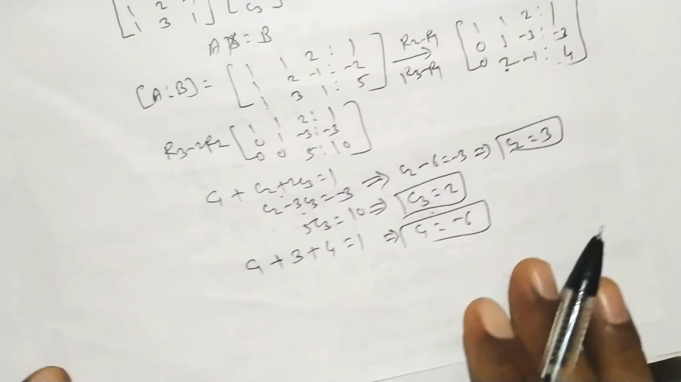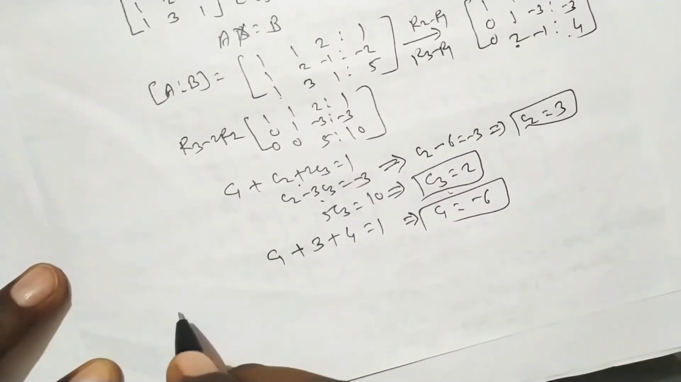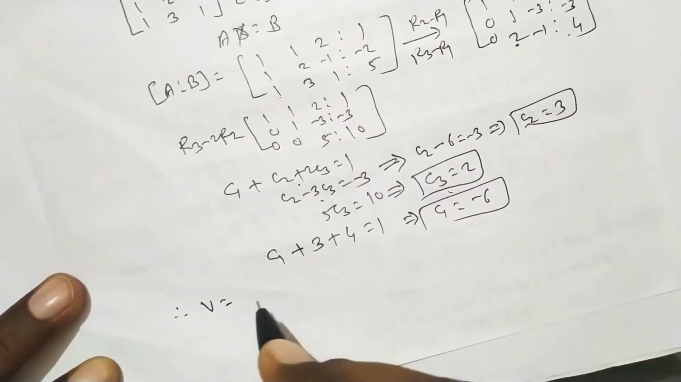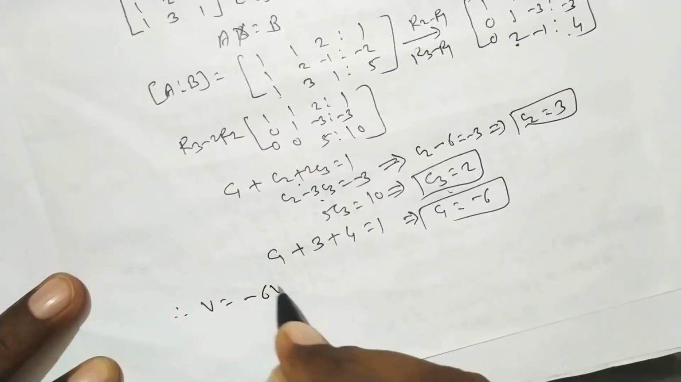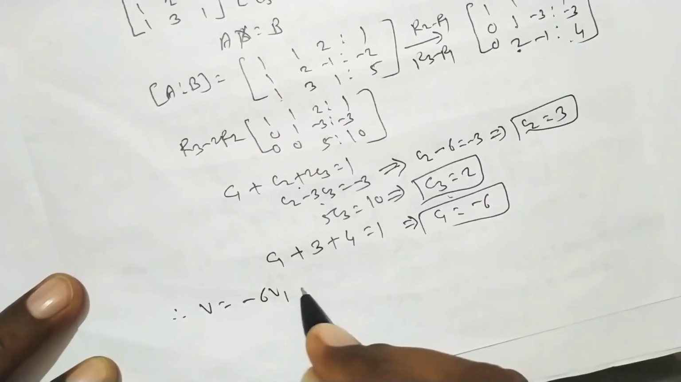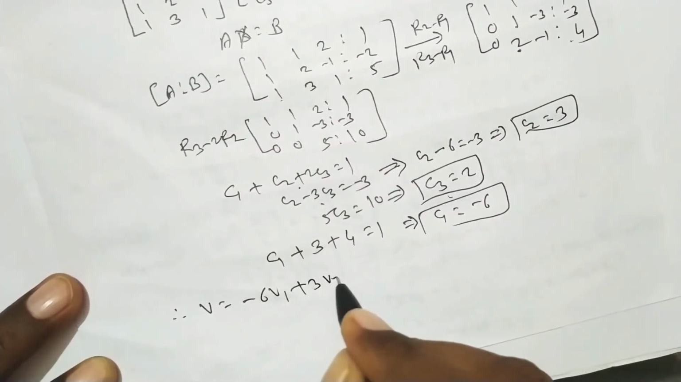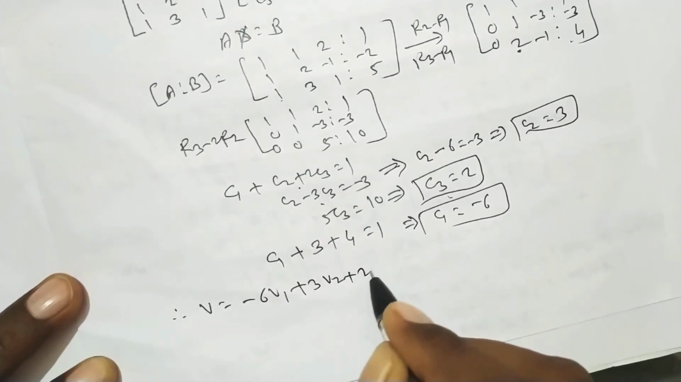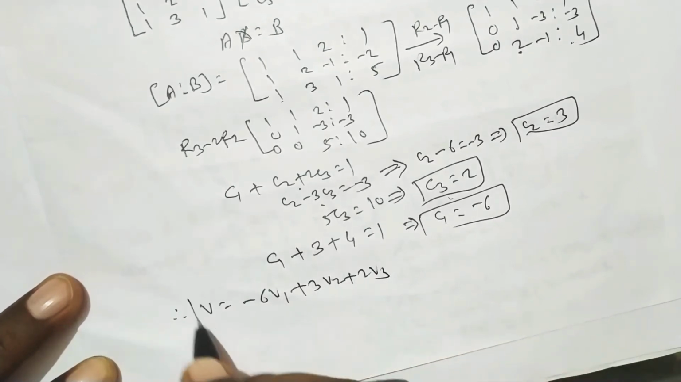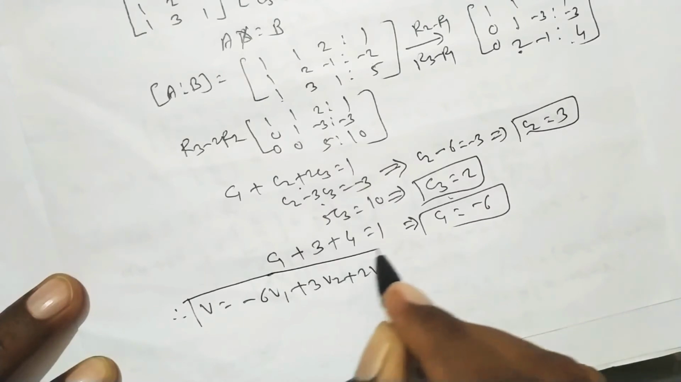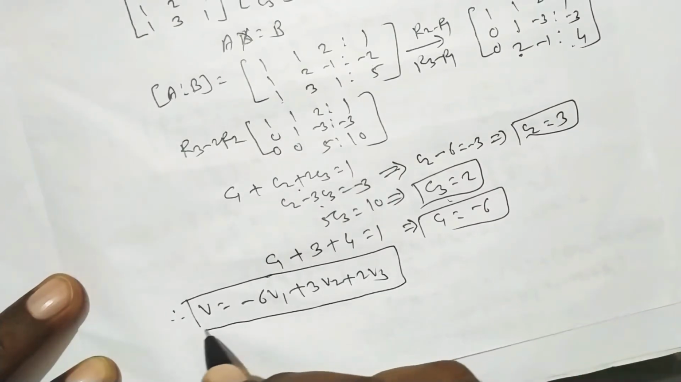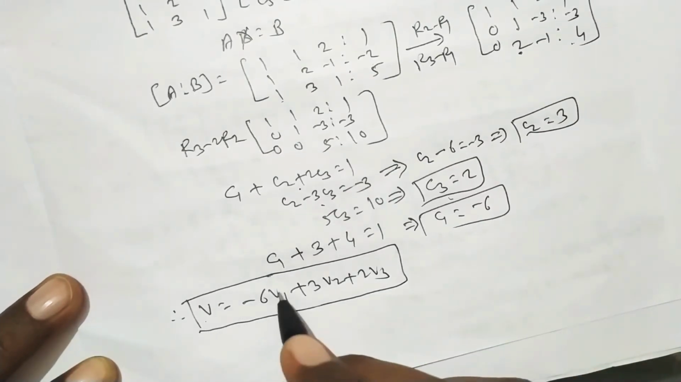Put C1, C2, C3 in equation 1, and therefore equation 1 becomes V is equal to C1, that is minus 6 V1, plus C2, 3 V2, and plus C3, 2 V3. So this shows that this is the linear combination of V in terms of V1, V2, V3.